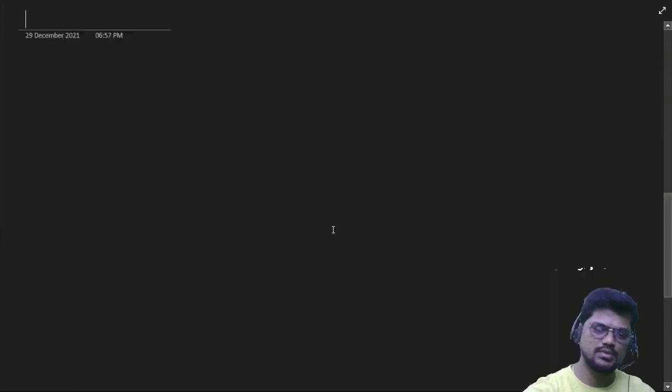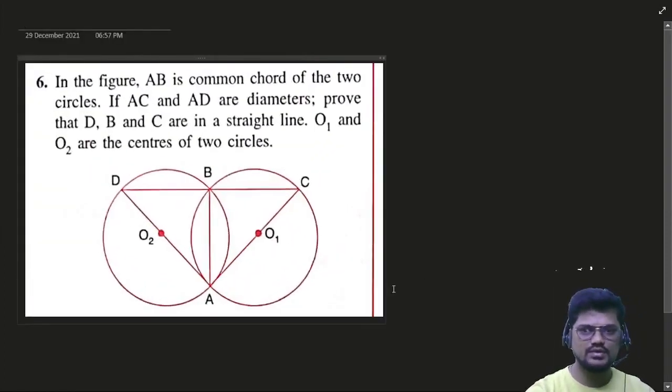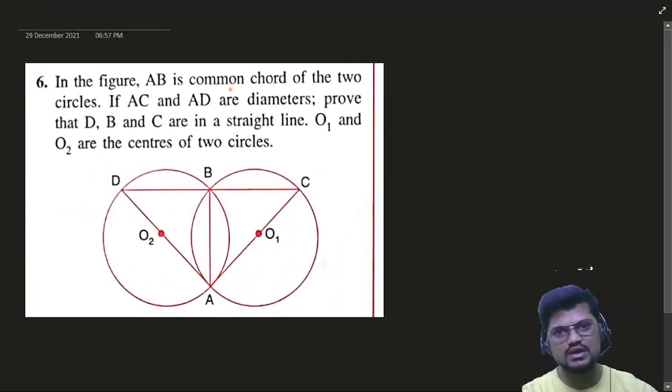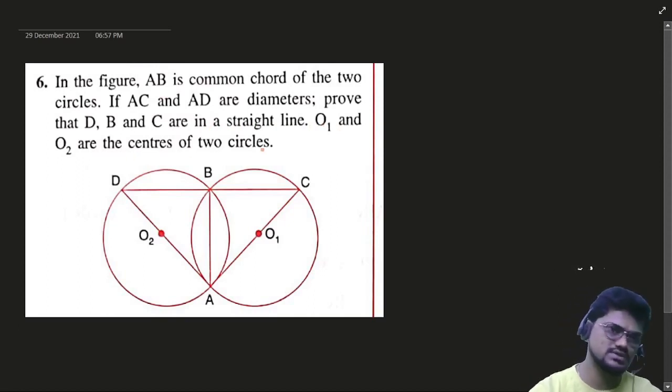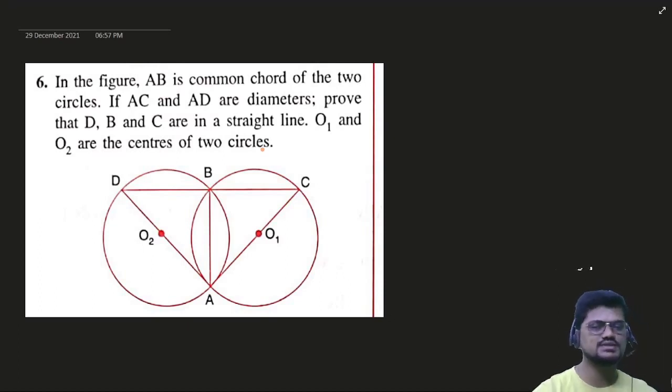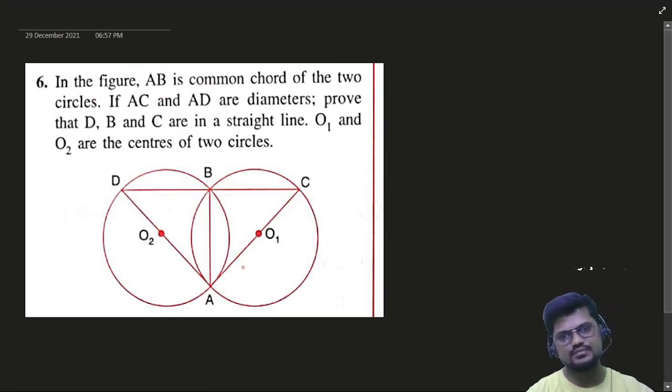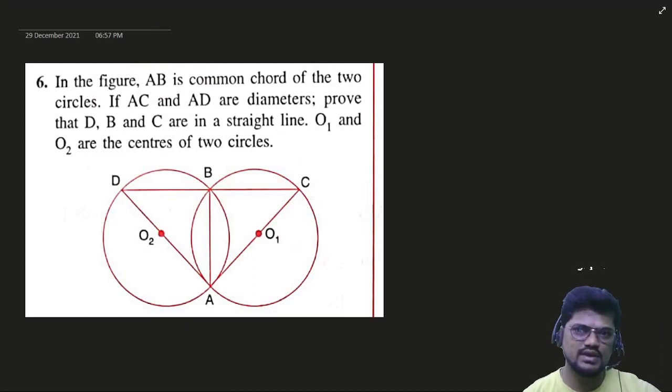Now see the sixth problem. What they have given in the figure, AB is a common chord of the two circles, and if AC and AD are diameters, prove that DBC are in a straight line, and O1 and O2 are the centers of the two circles. Fine. You need to prove that DBC are in the same line. How we can prove? See, this is also very easy actually.